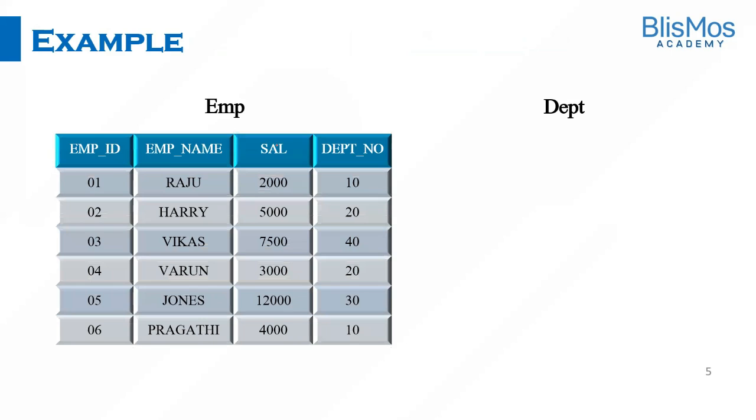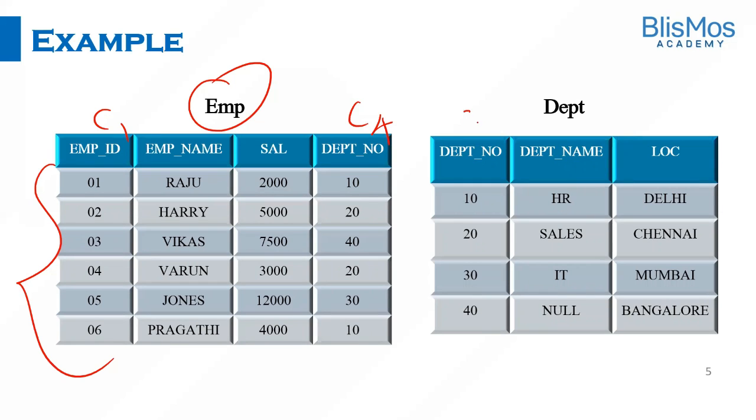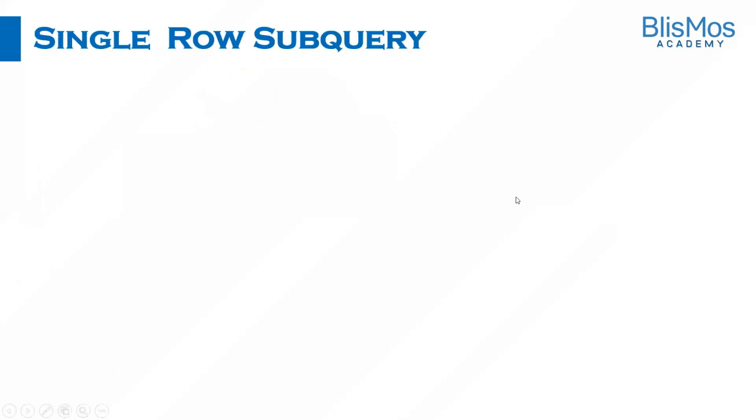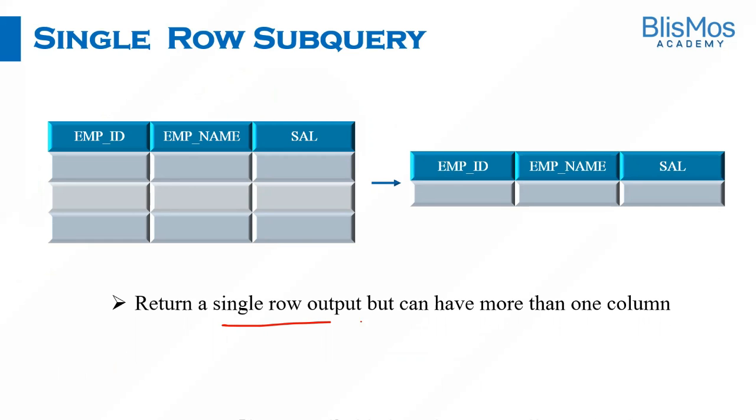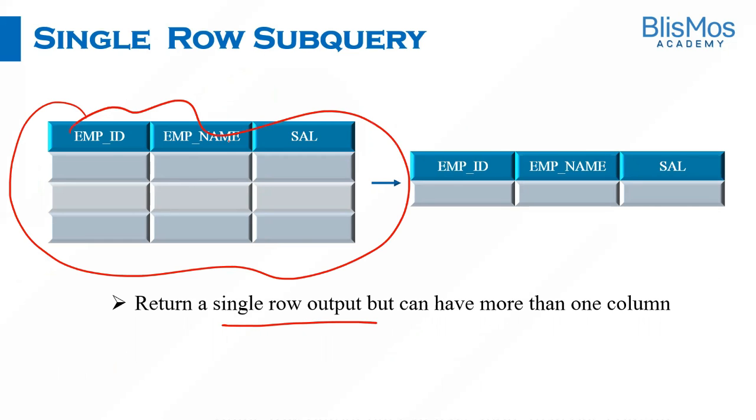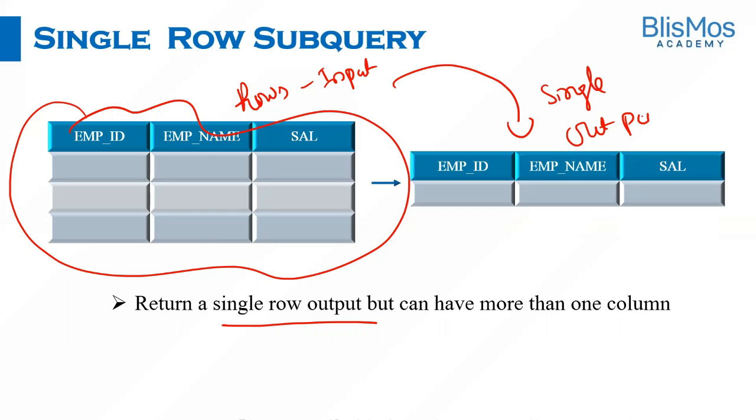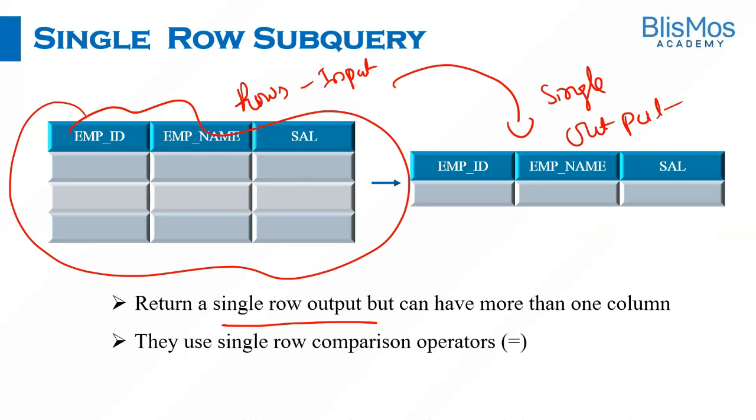We'll have an EMP table with 6 records and 4 columns, and a department table with 3 columns and 4 records. So what is a single row subquery? A single row subquery returns a single row output. It will take multiple rows as input, but only gives a single row as output. Whenever a single row subquery comes into the picture, we usually use the comparison operator equal to.